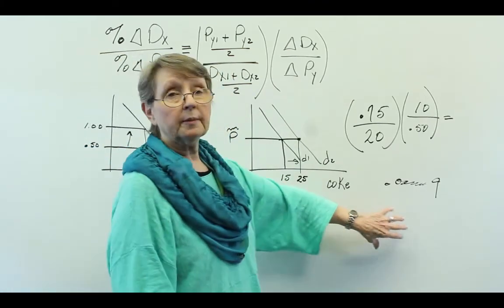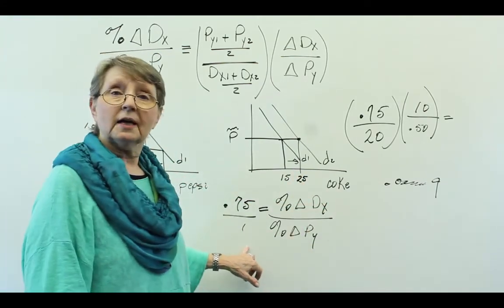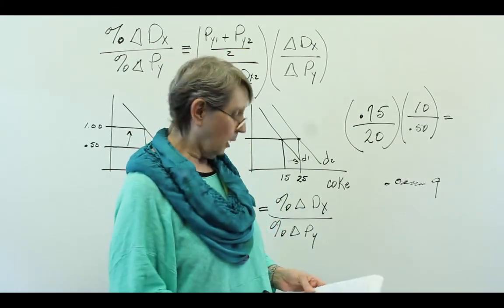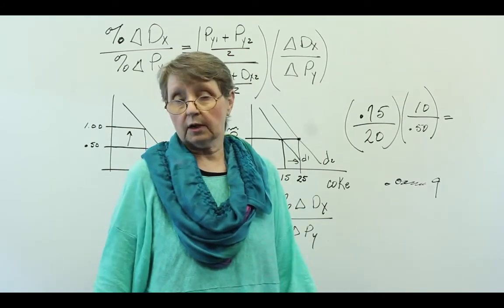And if these were complements, like we talked about tennis balls and tennis rackets, the number would actually be a negative number. And in fact, we'll have a problem in the next video showing what the cross-price elasticity looks like for complements.